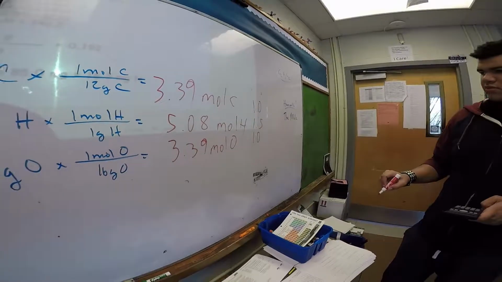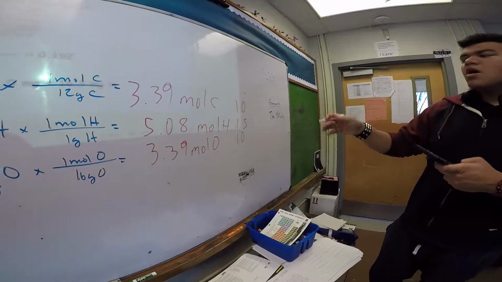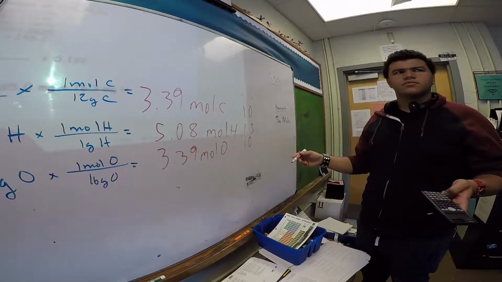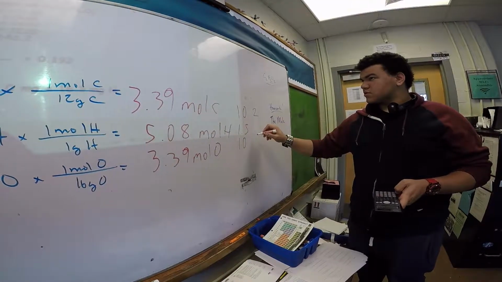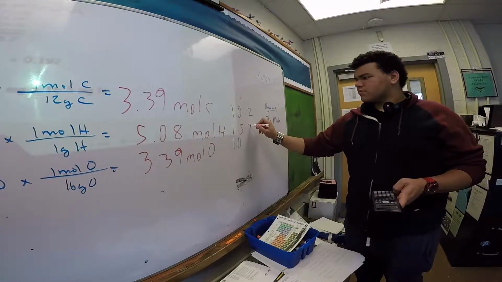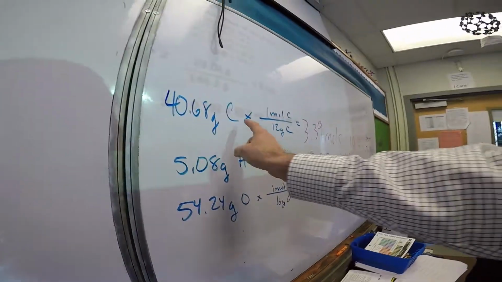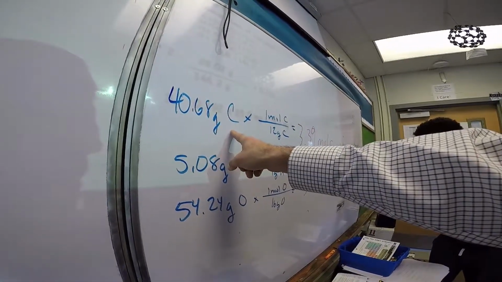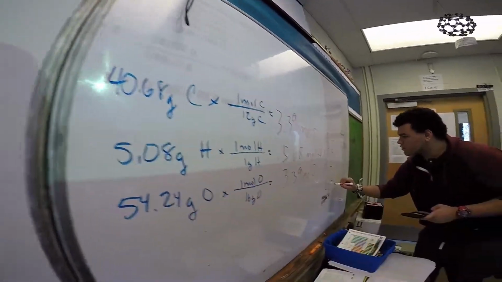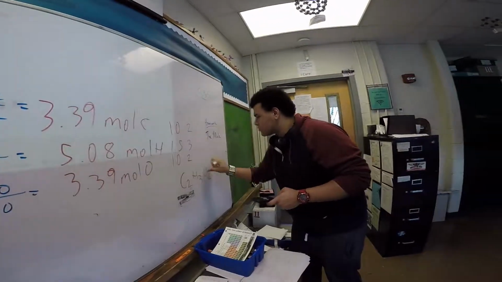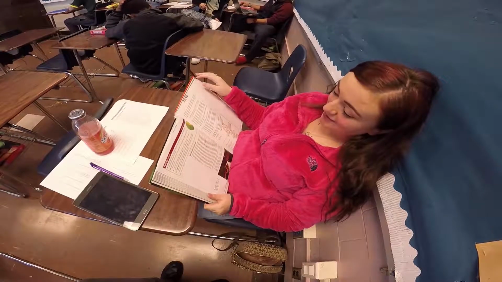So what are you going to do to get this to a whole number? That is 1.5. Add it together. No, multiply times 2. So it's going to be 2 times 1. So, 2 times 1 is 2. Okay, right. And then 2 times 1.5 is 3. Yeah. Right? And then 2 times 1 is 2. Yeah, so your formula is going to be C2H3O2. Nice job.